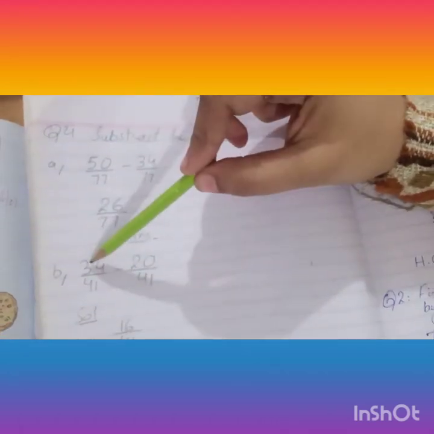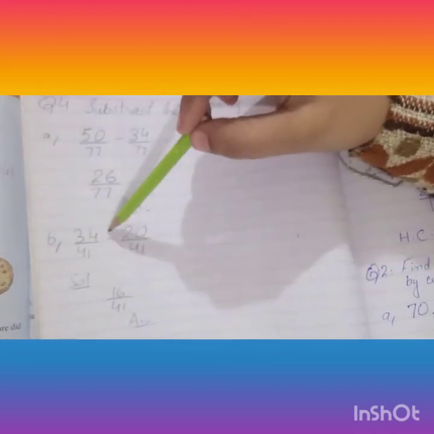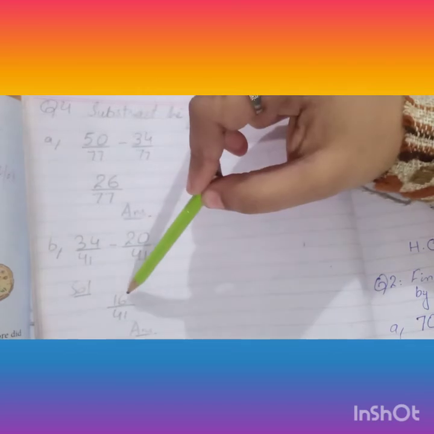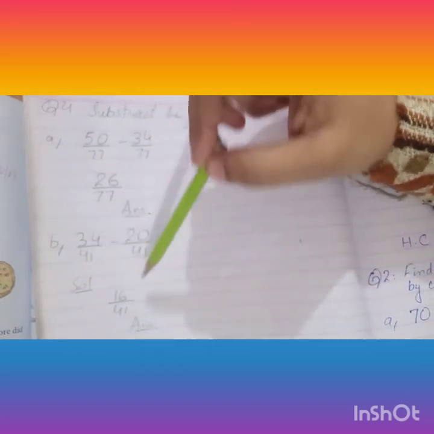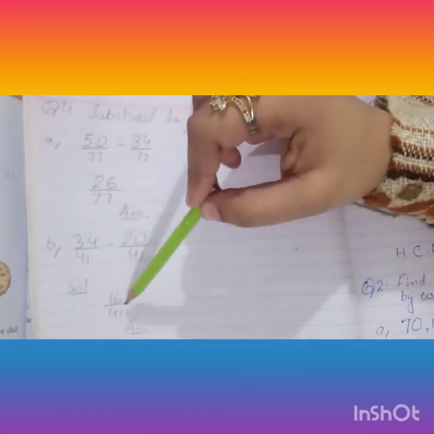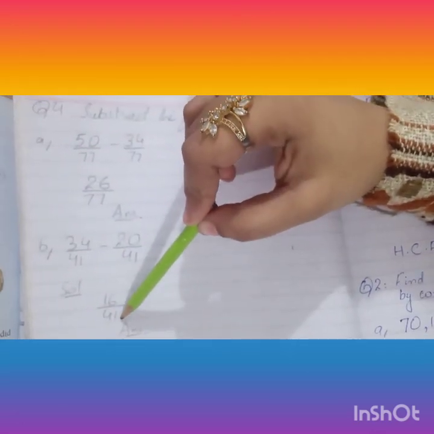B is 34 upon 41 minus 20 upon 41. We subtract 20 from 34. Answer is 16. And 41 we keep the same, written once again. Answer is 16 upon 41.